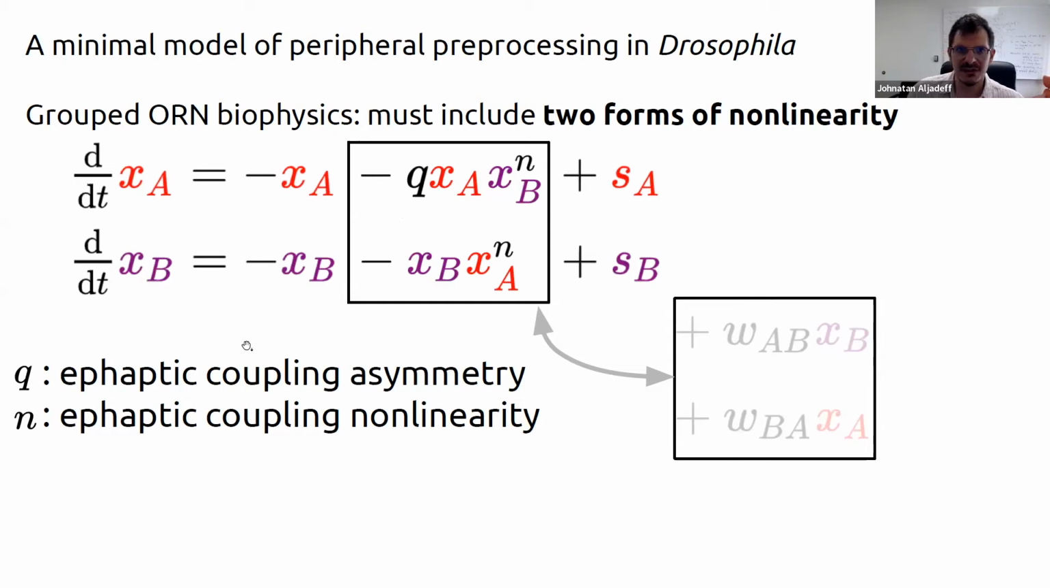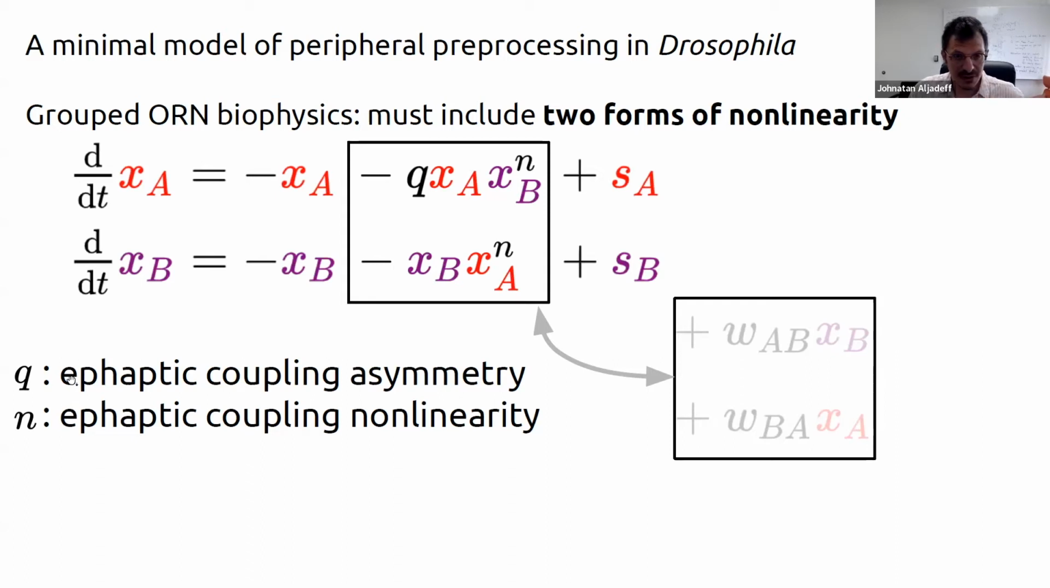We have two parameters in this model. Q is a very important parameter that I'm going to come back to again and again. Q describes the asymmetry of ephaptic coupling. So the inhibition that neuron A experiences is weaker by a factor Q relative to the inhibition that neuron B feels from the activity of neuron A. And the second parameter is the degree of nonlinearity.